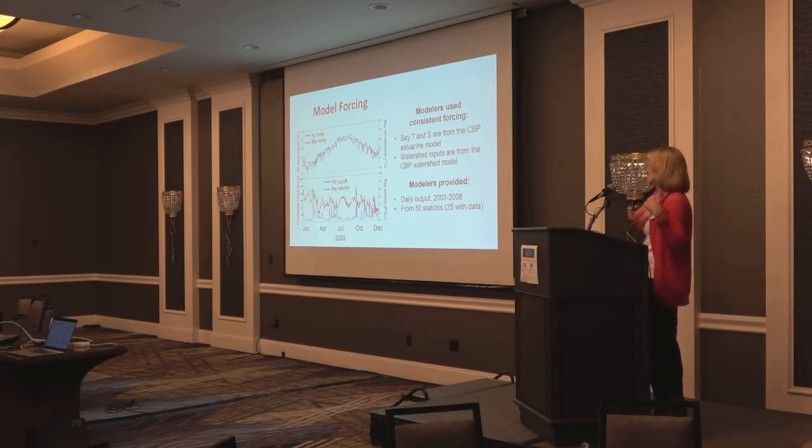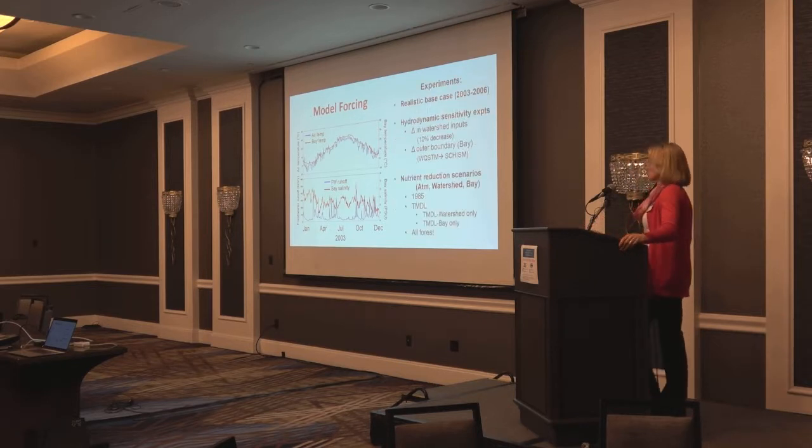So all the models are using the same consistent forcing and then provided back to us daily output for these 4 years from 50 stations. We chose these stations carefully. 25 of these stations are where we have a lot of data, so that's where we can compare the relative skill of the models. And at the other 25 stations, we actually don't have data. So it's really interesting to compare how well the models do where we have data. It turns out they often do very similarly, compared to where we don't have data, where the models can diverge tremendously.